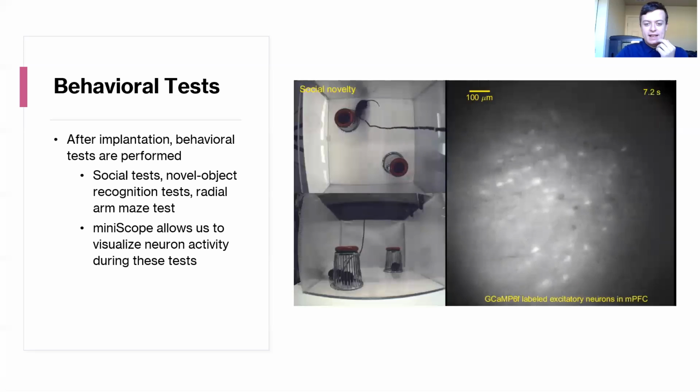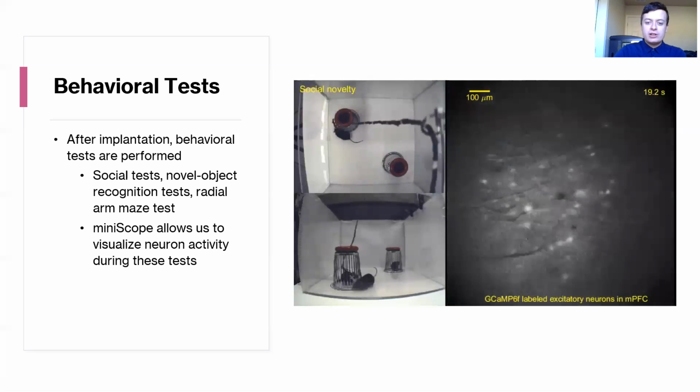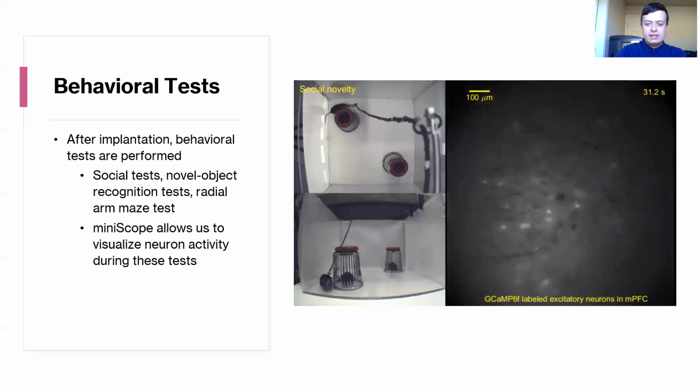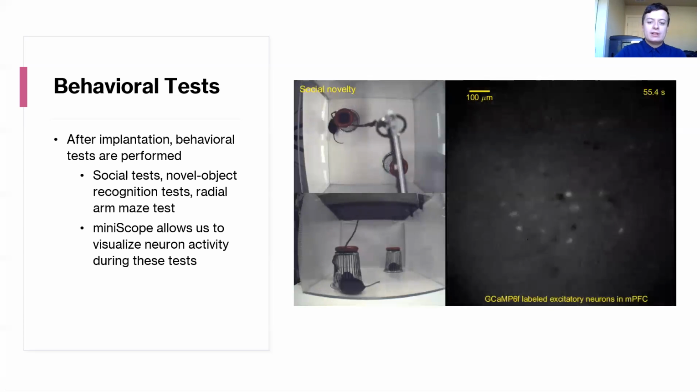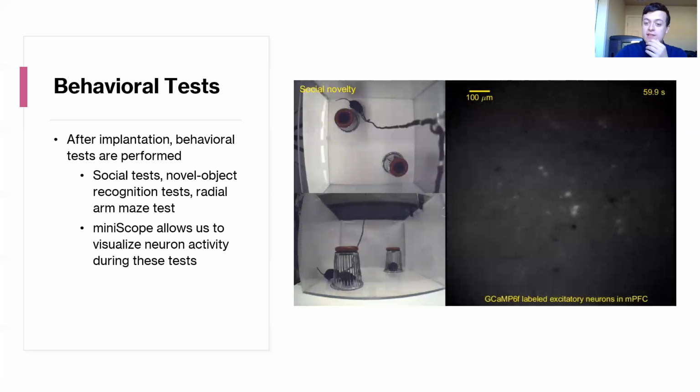Here's a social novelty test, meaning one of the mice is familiar and the other one is completely new to our test mouse. As expected, this mouse is spending significantly more time around the new participant. Some mice suffering from neurodegenerative disorders do not show that preference for the new mouse, indicative of a working memory disorder.